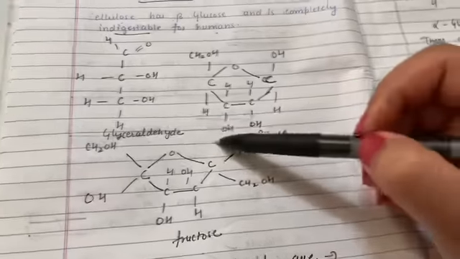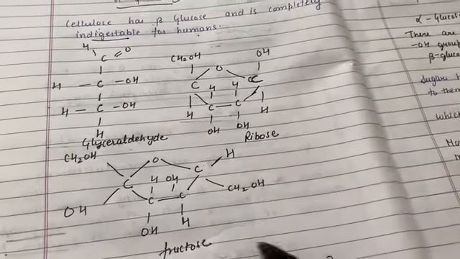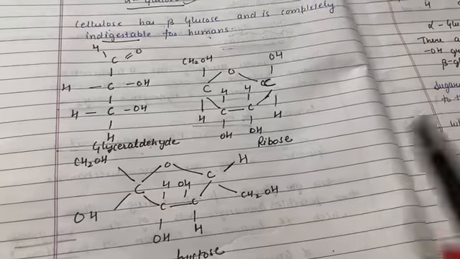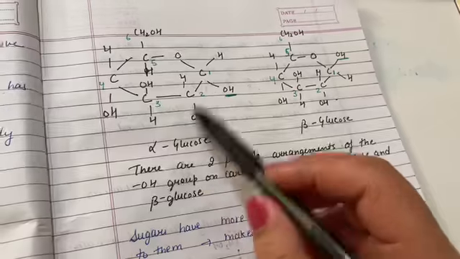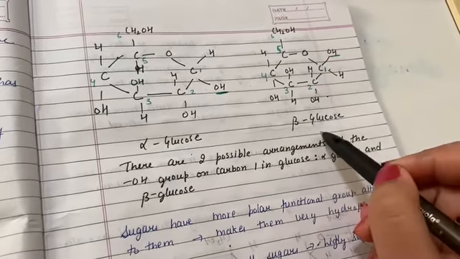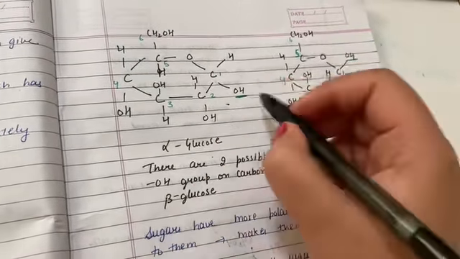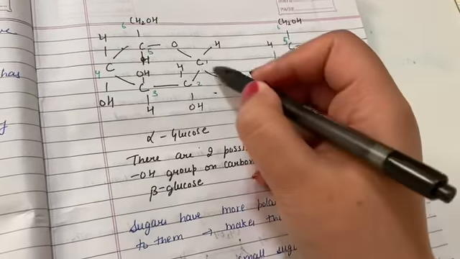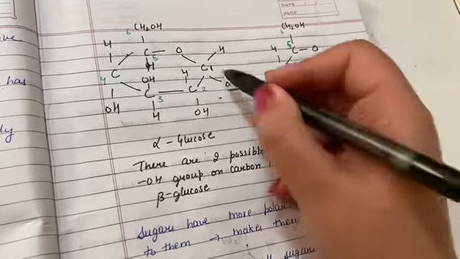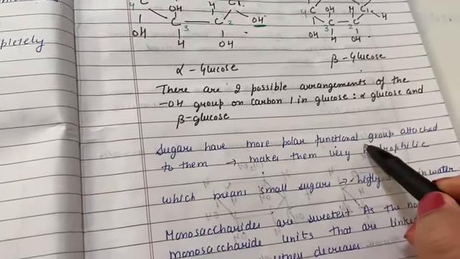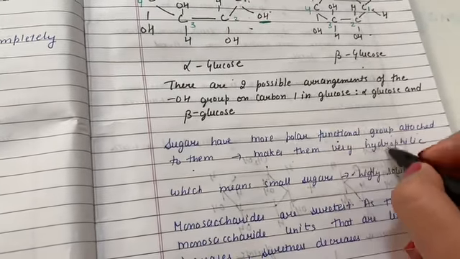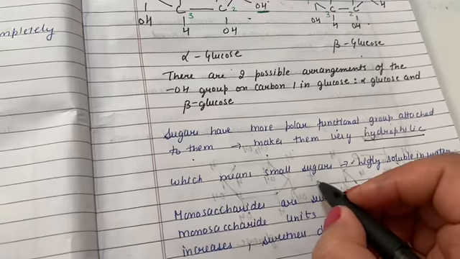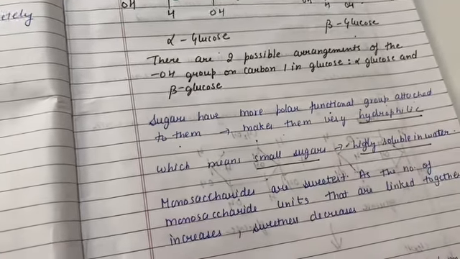Here you're going to see the structure of ribose, fructose, some common monosaccharides. In this diagram, I drew the structure of alpha glucose and beta glucose. You can see the only difference between alpha and beta glucose is the presence of the OH group at carbon 1. Sugars have many polar functional groups attached to them. That makes them very hydrophilic, which means small sugars are highly soluble in water.